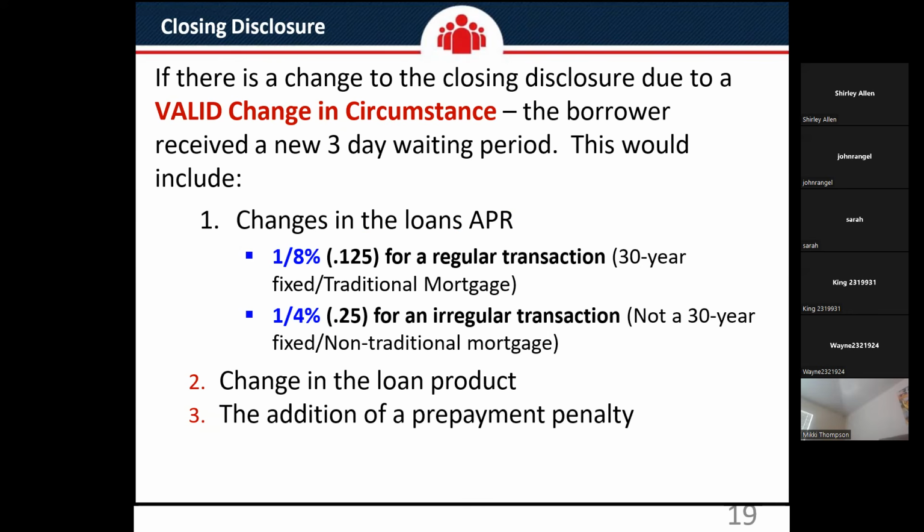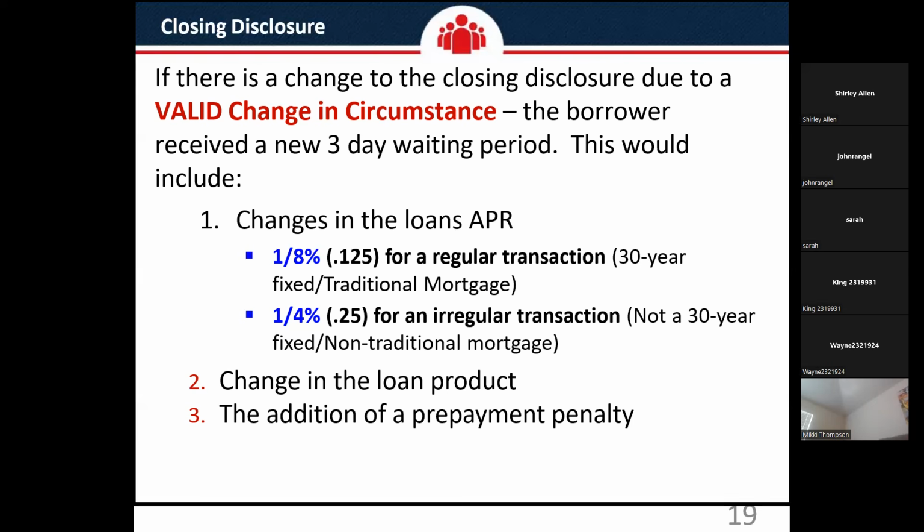1/8% could be written 0.125, 1/4% could be written 0.25. The point here is that the CFPB says a traditional fixed rate mortgage is a regular transaction. A 30-year fixed rate traditional mortgage, that's the only thing it considers a regular transaction. Anything other than a 30-year fixed rate mortgage is considered an irregular transaction. It could be a 15-year, a 10-year, it could be an ARM, whatever it is. The CFPB has designated that it is not a traditional mortgage unless it is a 30-year fixed rate mortgage. So you have some questions regarding that.